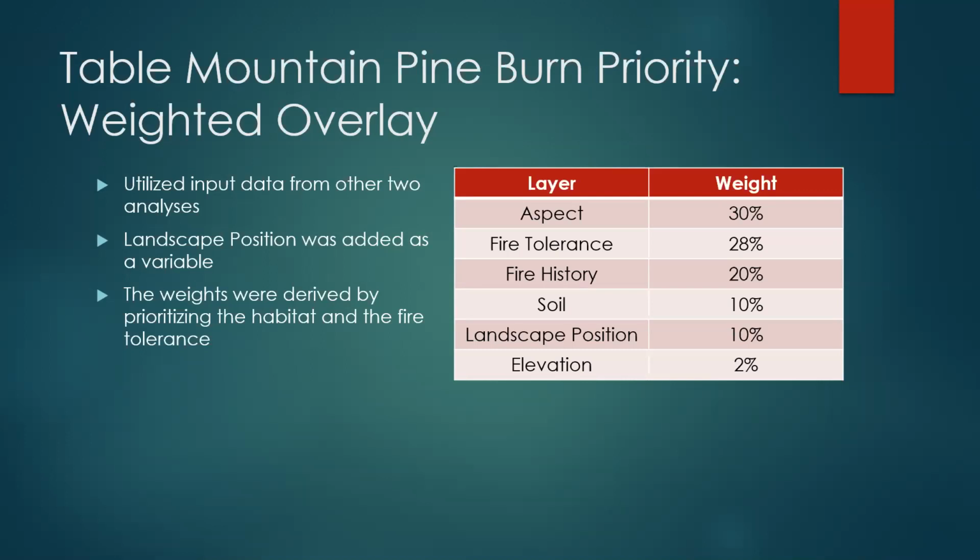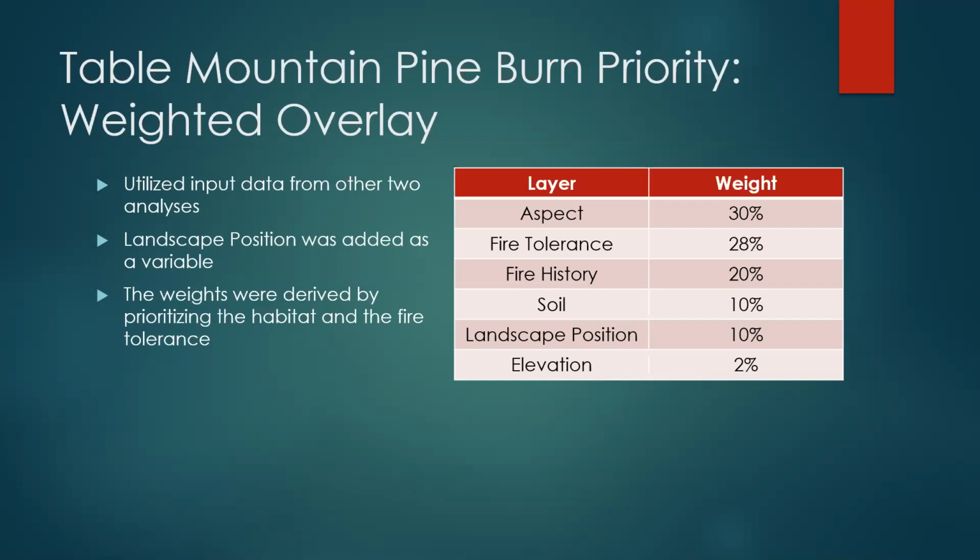I knew from my readings that Table Mountain Pine prefers warm and dry site conditions and that aspect played a major role for the location of Table Mountain Pine habitat. The southwest aspect is the warmest and driest microclimate within the landscape, and so these areas got the highest weight.